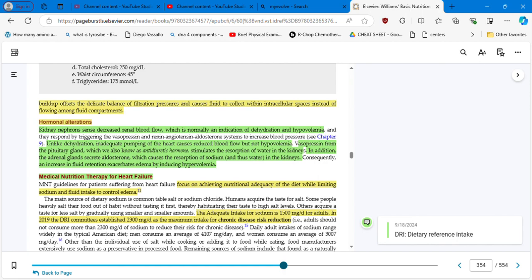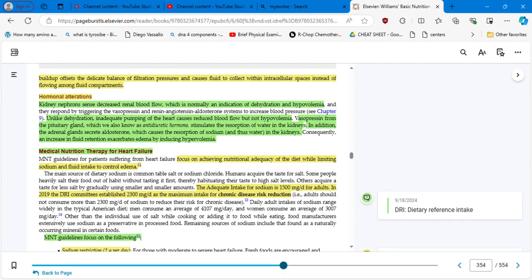So the buildup offsets the delicate balance of filtration pressures and causes fluid to collect within intracellular spaces instead of flowing among fluid compartments. So all the shifting fluid is going to cause the fluid to be in the intracellular spaces instead of flowing among fluid compartments. So instead of going in the circulatory system, it's going to be in the intracellular spaces inside of the cells.